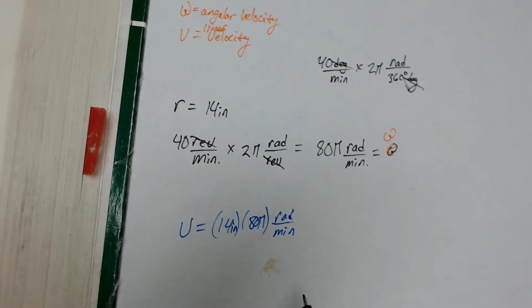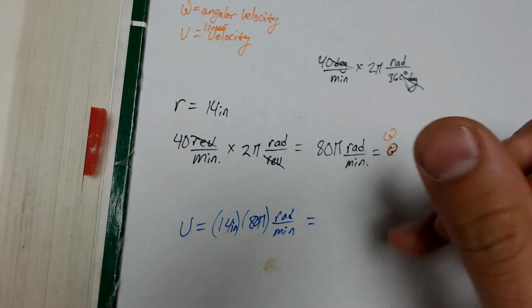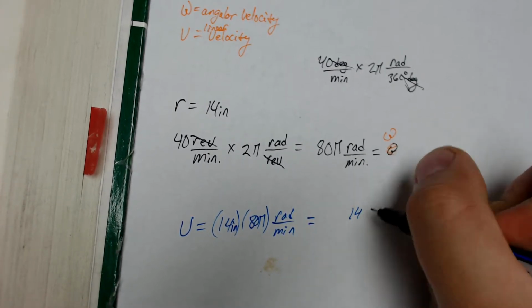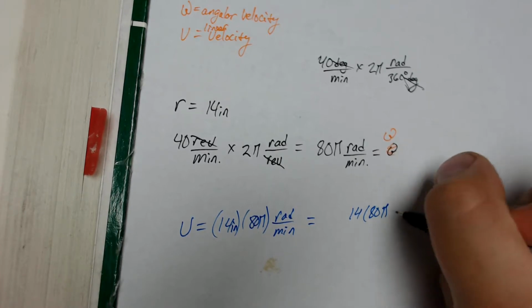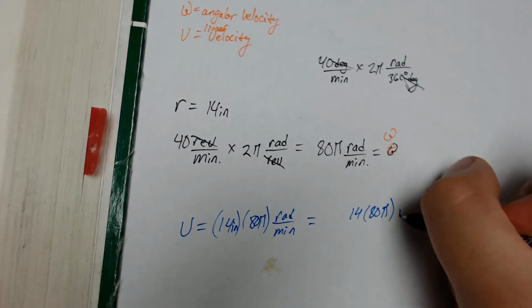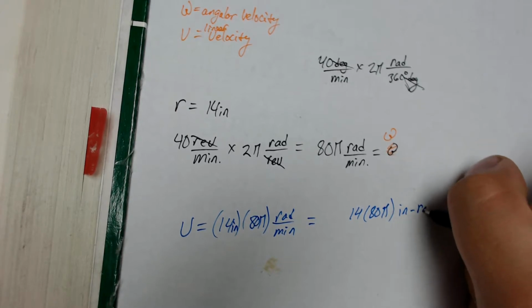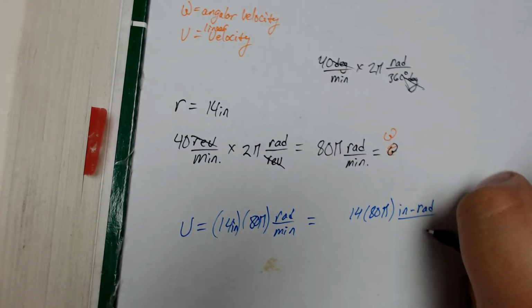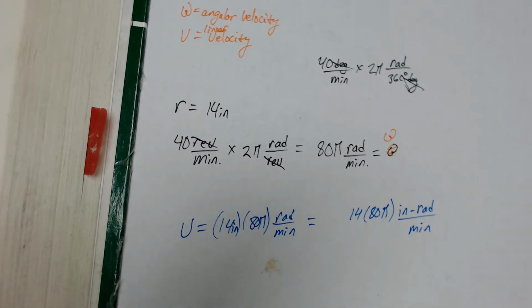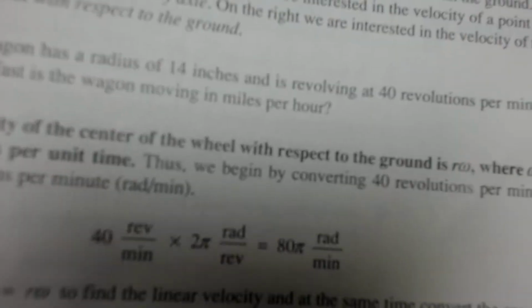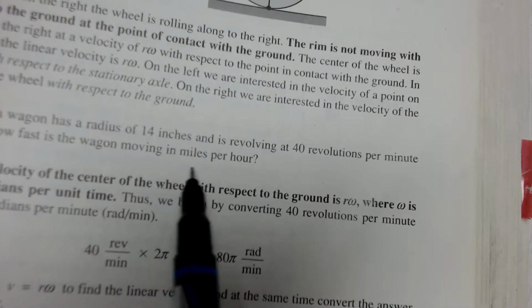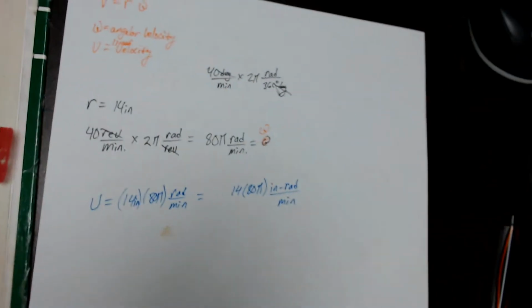So when we finish multiplying all of that, to simplify it, we get 14 times 80 pi inches and radians over minutes. Now, this is our actual velocity of our wagon, but the problem is they want us to put our answer in miles per hour. And this is where unit multipliers come in.